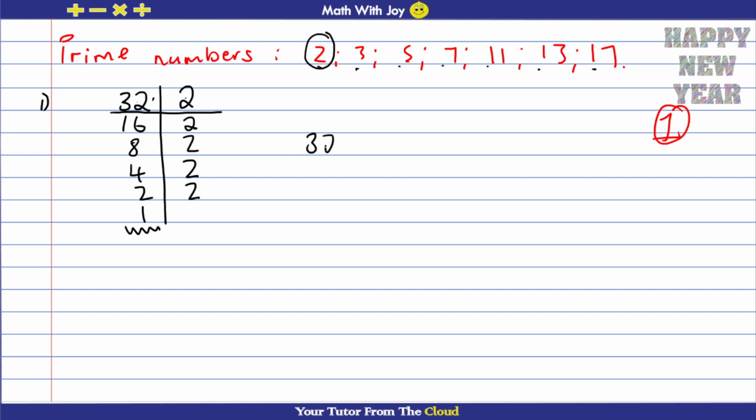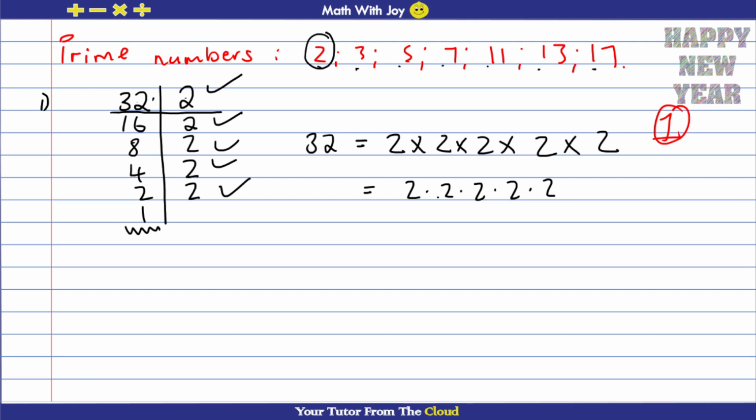So that means that 32 is the same thing as taking a 2 times a 2 times a 2 times another 2 times another 2. So 1, 2, 3, 4, 5. So 5 2s multiplying themselves will give you 32. That's very important. Instead of writing these crosses here, I can say 2 × 2 × 2 × 2 × 2. That means multiply. Or instead of writing the 2s over and over, I can write them in exponent form. So I can say it's 2 to the power of 5, meaning there are 5 2s multiplying themselves. So that's how you write a number as a product of its prime factors.